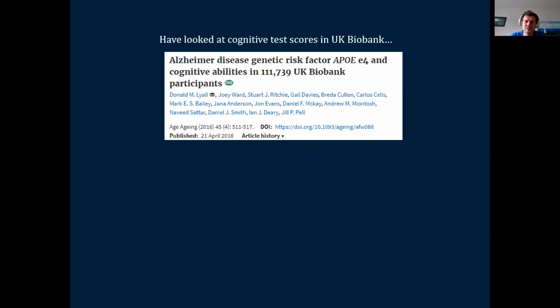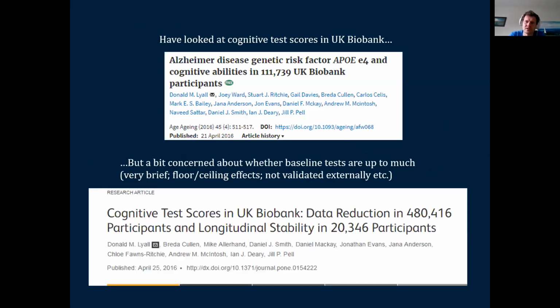So in the past, we've looked at the cognitive test scores in UK Biobank with regard to ApoE genotype, but there's a wee bit of concern about the baseline tests. So these are the baseline tests that the 500,000 UK Biobank participants all completed between 2006 and 2010.